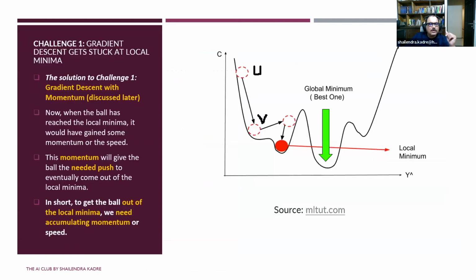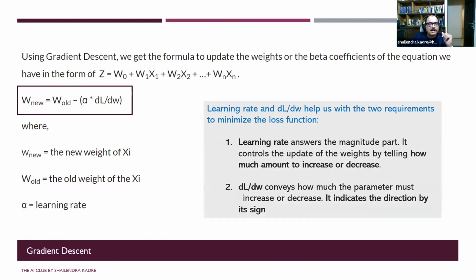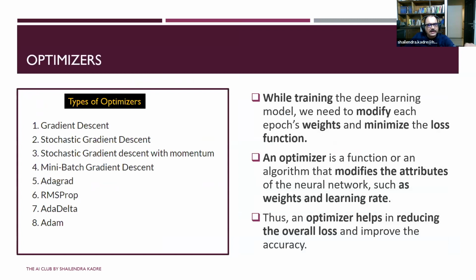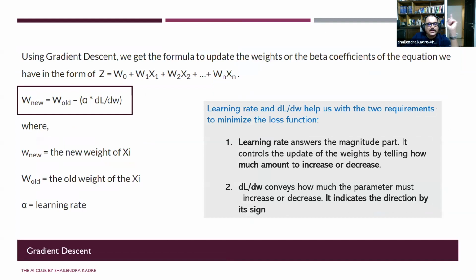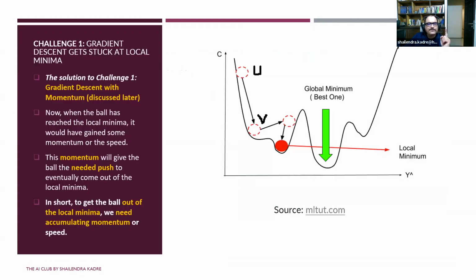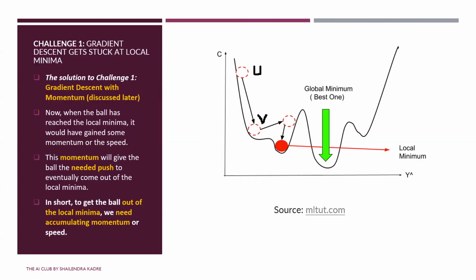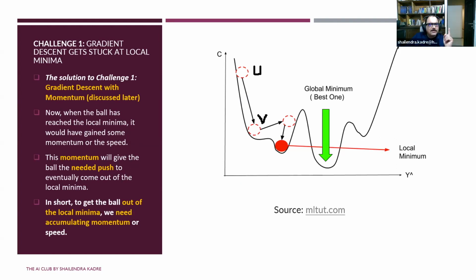So there are two challenges with this gradient descent process. Assume that gradient descent is our first optimizer out of eight, and the simplest one. But there are two types of challenges with gradient descent. What is the first challenge? The first challenge is that gradient descent gets stuck at a local minimum. With simple gradient descent, we are very likely to get stuck at a local minimum.